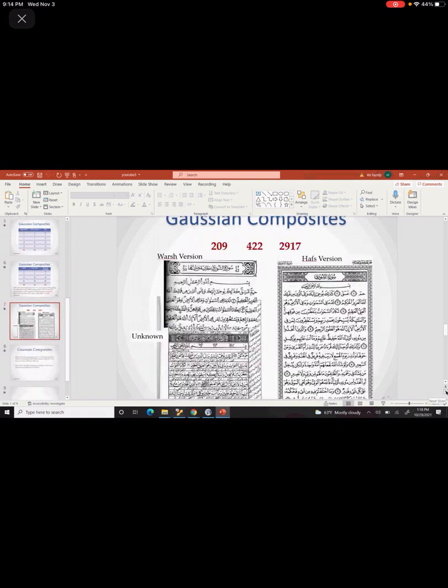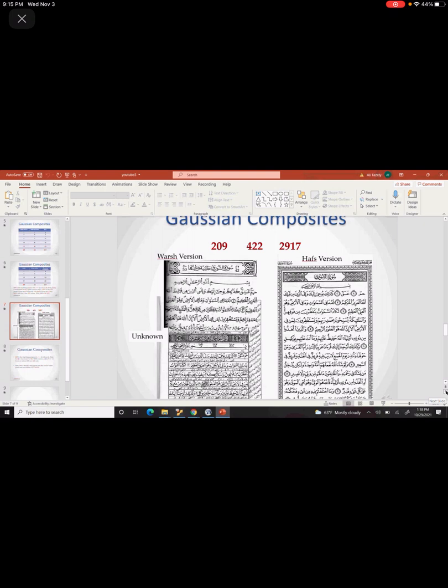All right, so I have 3 versions of the Quran. As you see, on the right side is the Hafs version of the Quran, which has Hamim as verse 1, Ain Sin Qaf as verse 2. The other ones combine the two together, the Warsh version and this unknown version that I have here. They combine them together, which means that is not correct. This mathematics, 209, 422, 2917, tells you why it's supposed to be chapter 42, verse 2, Ain Sin Qaf.